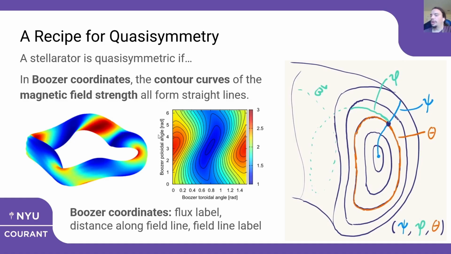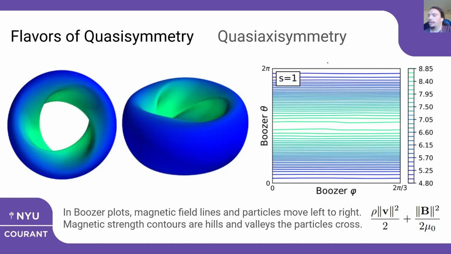We end up having three different flavors of quasi-symmetry. The first one is quasi-axis symmetry. This is when the lines in your Boozer plot just go from left to right. Remember that one of our coordinates is just the distance along the magnetic field line. As you go from left to right, you're increasing phi, which is just how far you are along the magnetic field line. So left to right is the direction that particles move, or right to left. In this case, the particles are sitting on vectors that always have the same length. The magnetic field strength never increases or decreases.